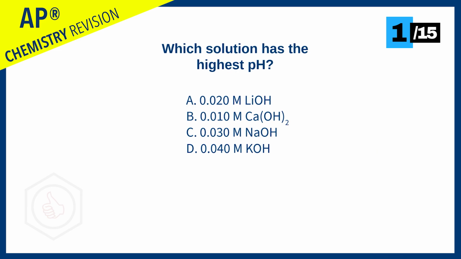The answer is 0.04 molar KOH, potassium hydroxide, because the solution that has the highest pH will be the solution that has the highest concentration of hydroxide ions, OH-. 0.04 moles of potassium hydroxide will release 0.04 moles of OH- ions, more than any of the other solutions can do.